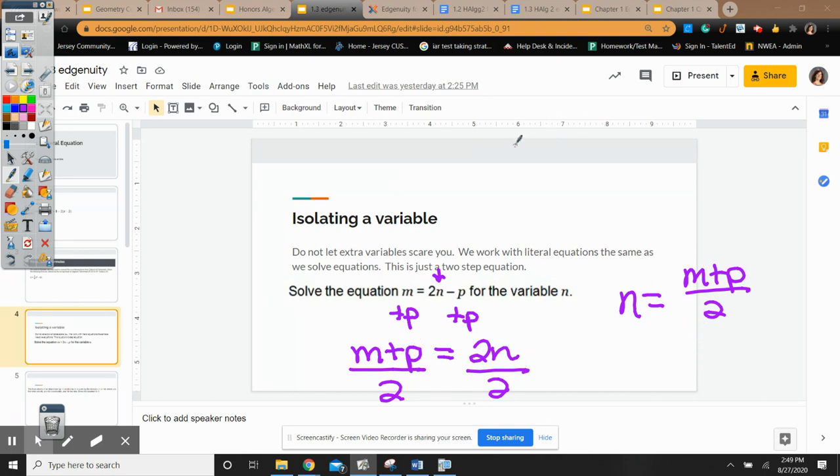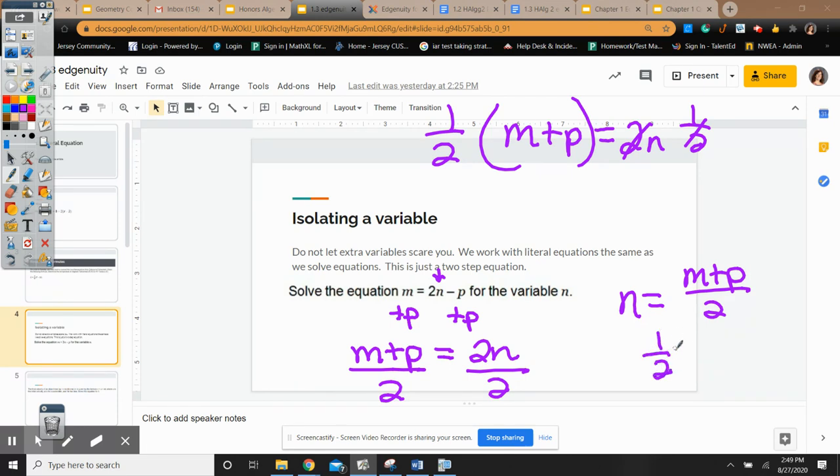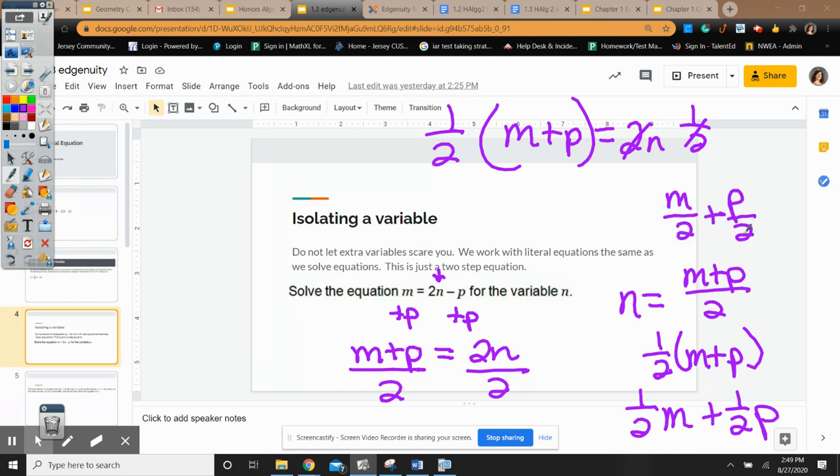Now, there's other ways this guy could look. You could have also, when you had the n plus p equals 2n, said I'm going to multiply by 1/2. If you multiply this side by 1/2, you would multiply the whole entire left side by 1/2. You could leave it like that. That would be fine. Those are what we call equivalent. You also could have distributed that, and you could have had 1/2 m plus 1/2 p. That also would have been acceptable. And you actually can write this guy as m over 2 plus p over 2. All of those answers would have been acceptable.